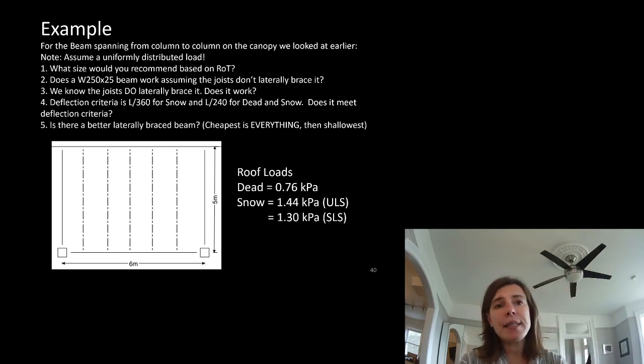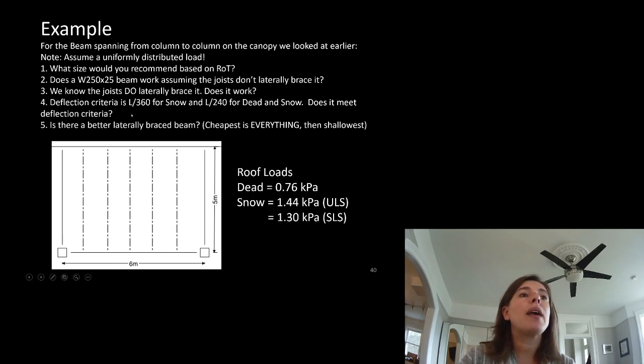So now, using that same building we talked about for our column, let's go through and calculate what our beam needs to be for this new canopy they're putting in. So they want us to know what beam we need for right here. And they've given us a few criteria. They said, okay, what would we put on our preliminary drawings? What would we size it as based on rules of thumb? And then they have a very specific aesthetic that they want. So they want to know, does a W250 by 25 beam work?